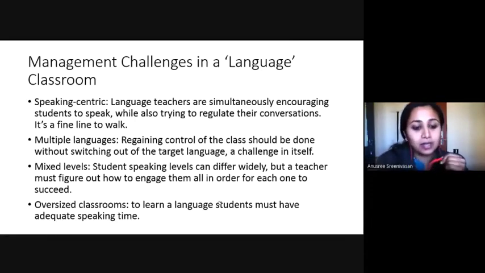And then another challenge is oversized classrooms. That is common for all teachers who teach any subject, but especially in a language classroom. To learn a language, students must have adequate speaking time. So if you have an oversized classroom, how will all the students get their share of talk time? That is a problem when you have activities.